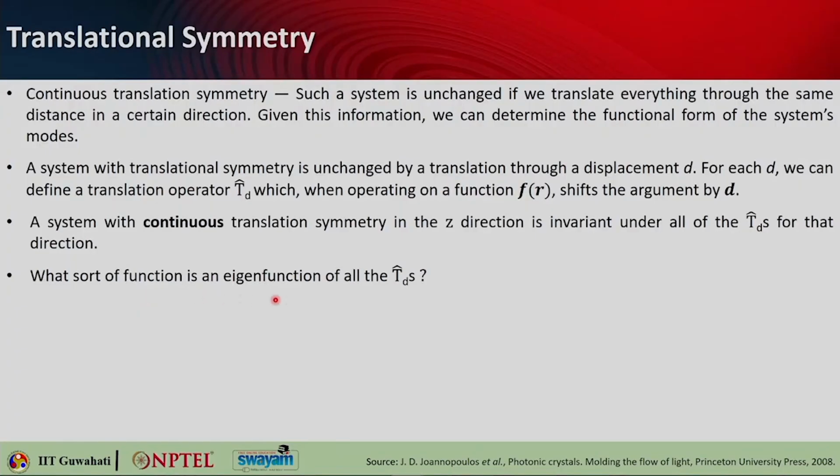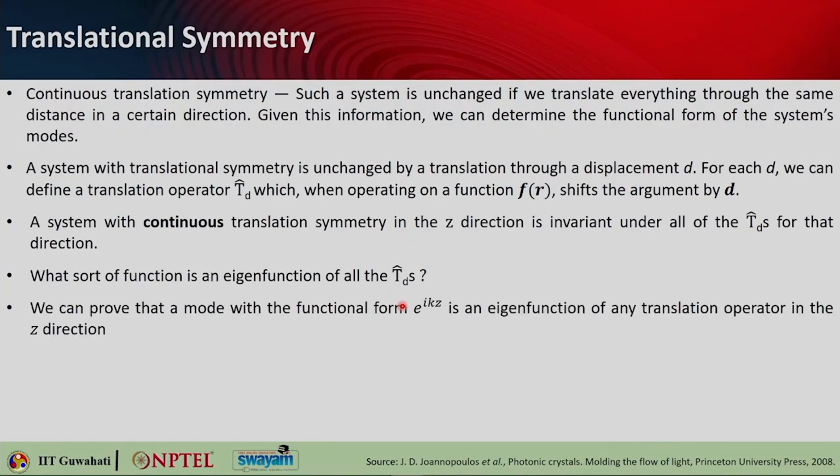Now what sort of function is an eigenfunction of all these T_d? We can prove that a mode with the functional form e to the power i k z is the eigenfunction of any translational operator in the z direction. How does it work? If you take this translation operator at any translation distance, say d, and it works on this function, it will shift the argument by d. So it becomes e to the power i k (z minus d), which can be written as e to the power minus i k d times e to the power i k z.